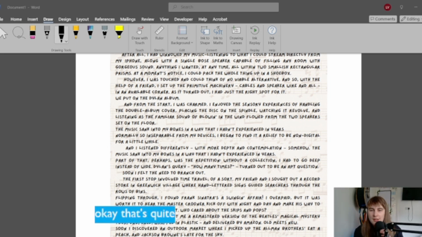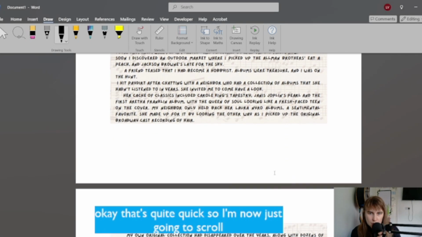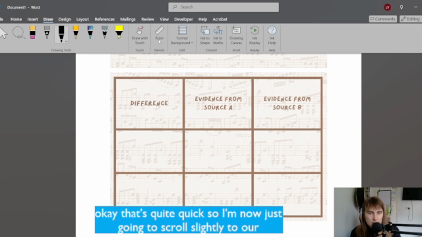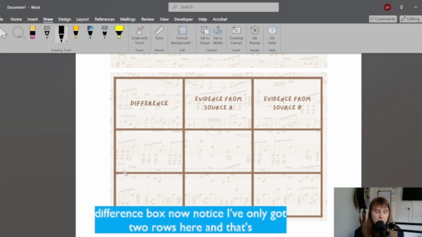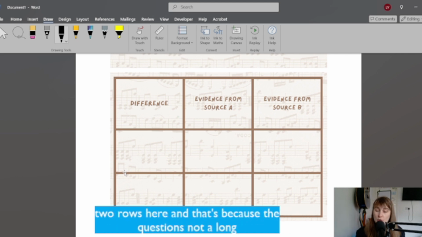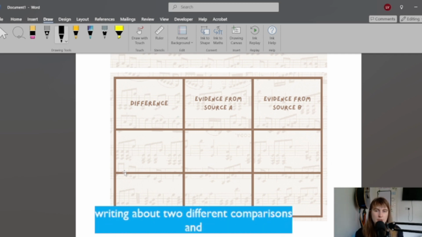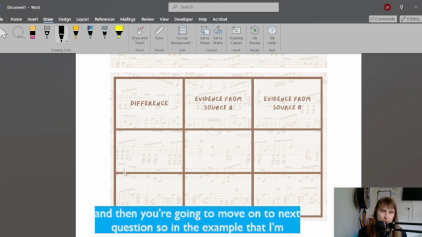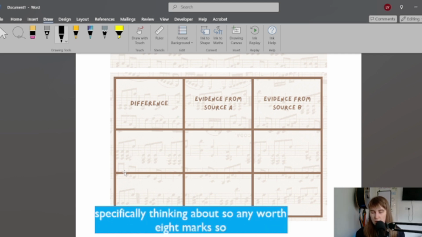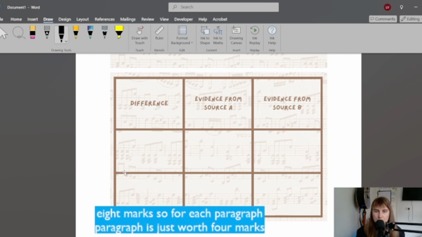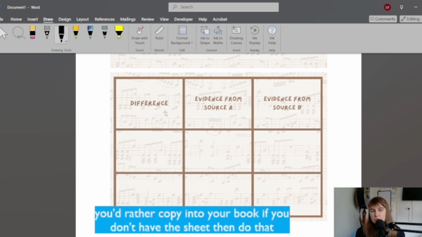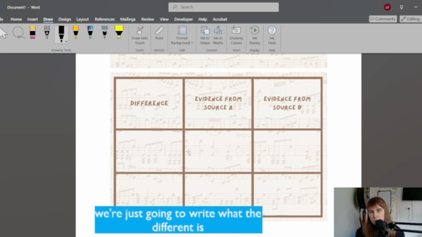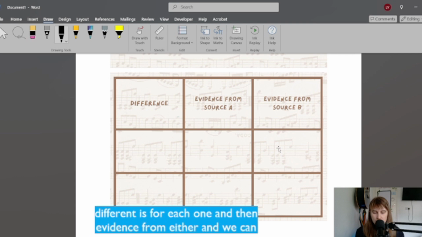Okay, that's quite quick. So I'm now just going to scroll slightly to our difference box. Now notice I've only got 2 rows here, and that's because the question is not a long question. You only want to be writing about 2 different comparisons, and then you're going to move on to your next question. So in the exam board that I'm specifically thinking about, it's only worth 8 marks. So for each paragraph, it's just worth 4 marks. So if you've got the sheet, then use that. If you'd rather copy it into your book, or if you don't have the sheet, then do that. But here we're just going to write what the difference is for each one, and then evidence from either, and we can explain that further when we actually write it up.